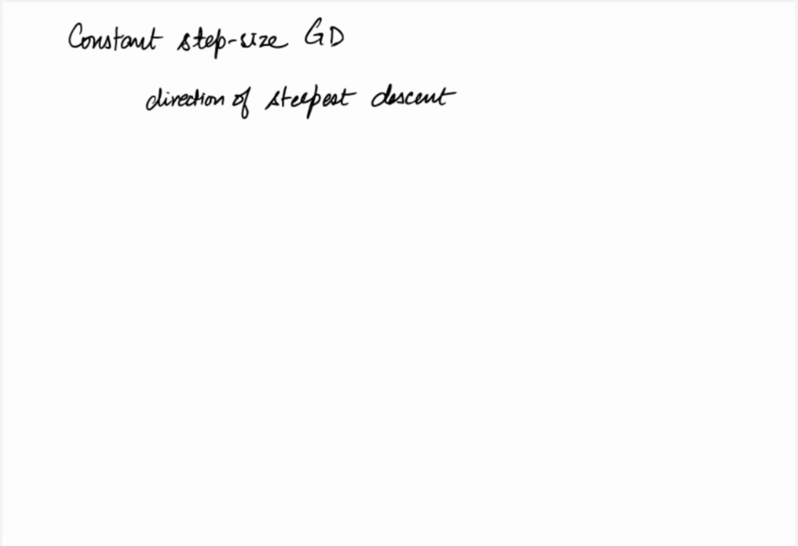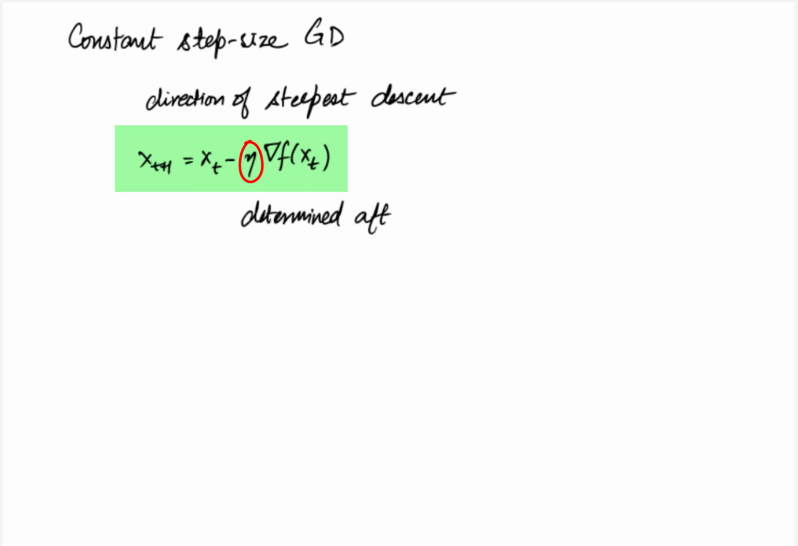direction. We will focus particularly on the case of the constant step size algorithm that takes the form x_{t+1} equal to x_t minus eta times gradient of f of x_t. While in practice we need to choose eta carefully, for now we will just assume that it is some value that will be determined after the analysis. Eta is an algorithm parameter, so as the algorithm designers we need to specify how to choose it.